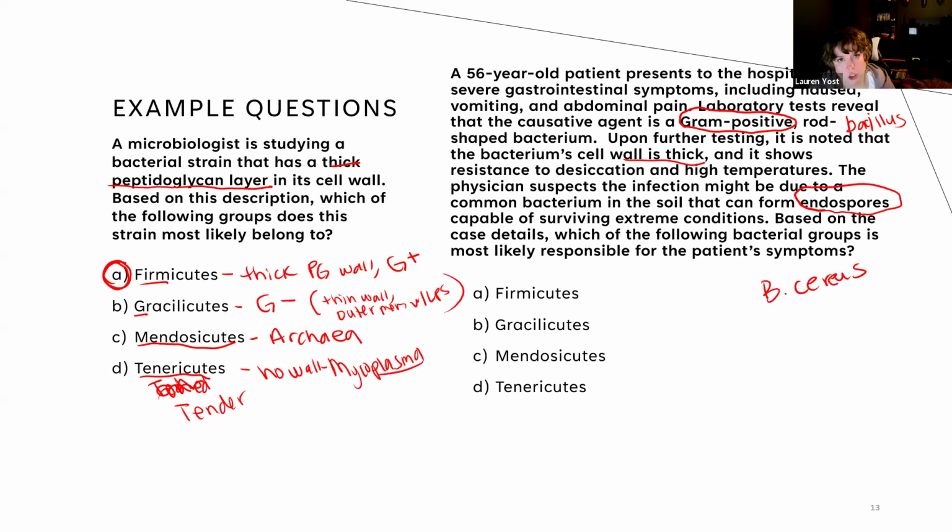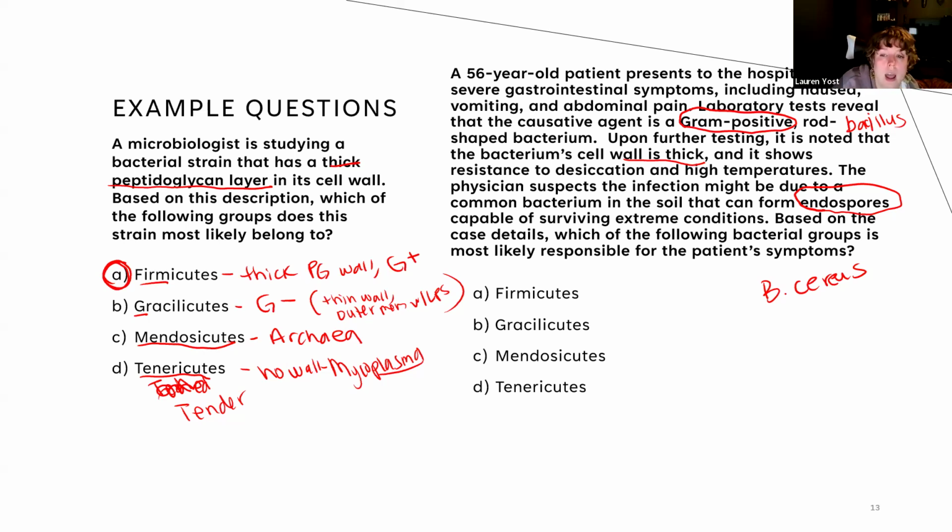Cereus, commonly associated with food poisoning. That's the word I couldn't think of earlier. Food poisoning, 24-hour bug. Okay, it goes away because that poison, the toxin, is very limited. It's self-limiting. It doesn't propagate itself.